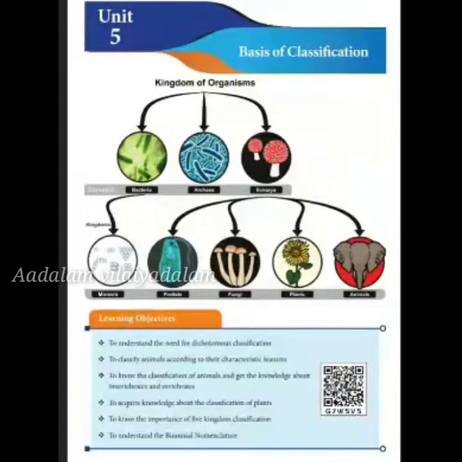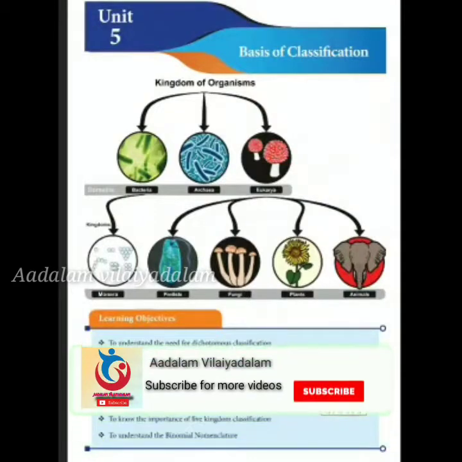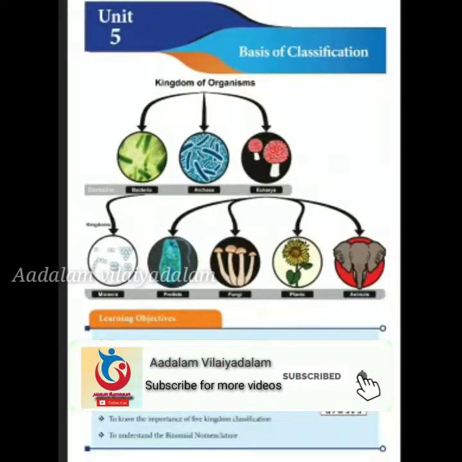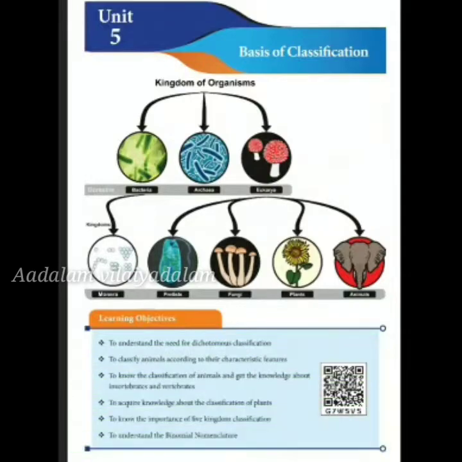Students, this is your Science Term 2, Unit 5, Basis of Classification. How are organisms classified? They are classified into 7 levels according to their hierarchies. They start with kingdom, and are differentiated using the categories kingdom, then phylum, then class, order, family, genus, species.